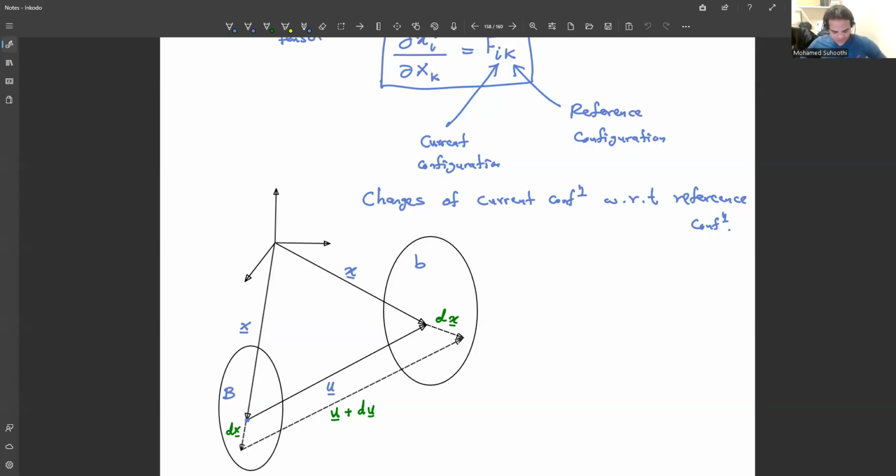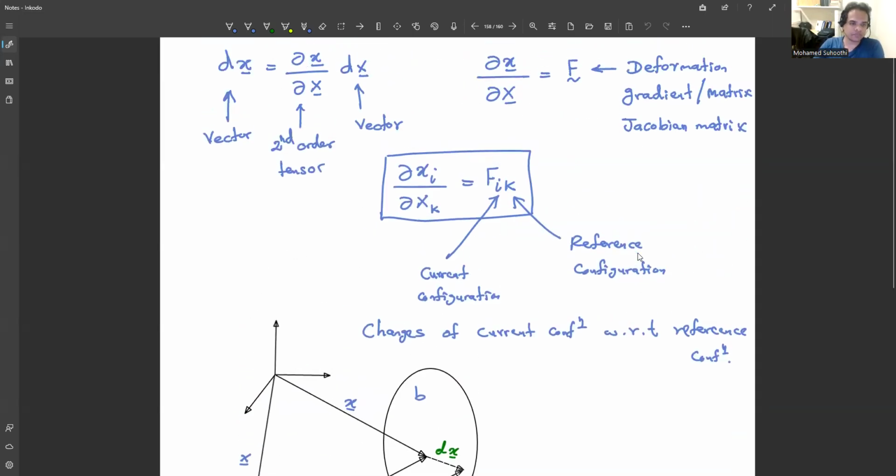Hello everyone, let's get started again. In this video, we are going to discuss our continuation of the deformation gradient. In the previous video, we stopped at this point, right? So that means we defined what the deformation gradient is. What is actually the deformation gradient?